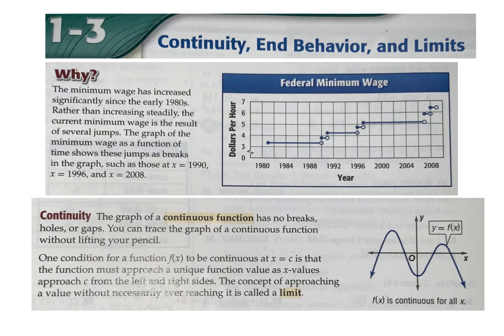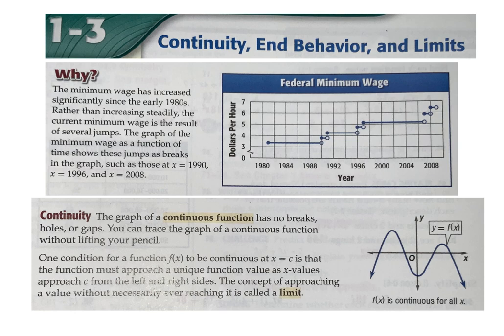One condition for a function to be continuous at x equals c is that the function must approach a unique function value as x values approach c from the left and the right. This value is called the limit. So we have two things here with continuity. First of all, is it continuous? It keeps going. Second of all, they use this term limit.